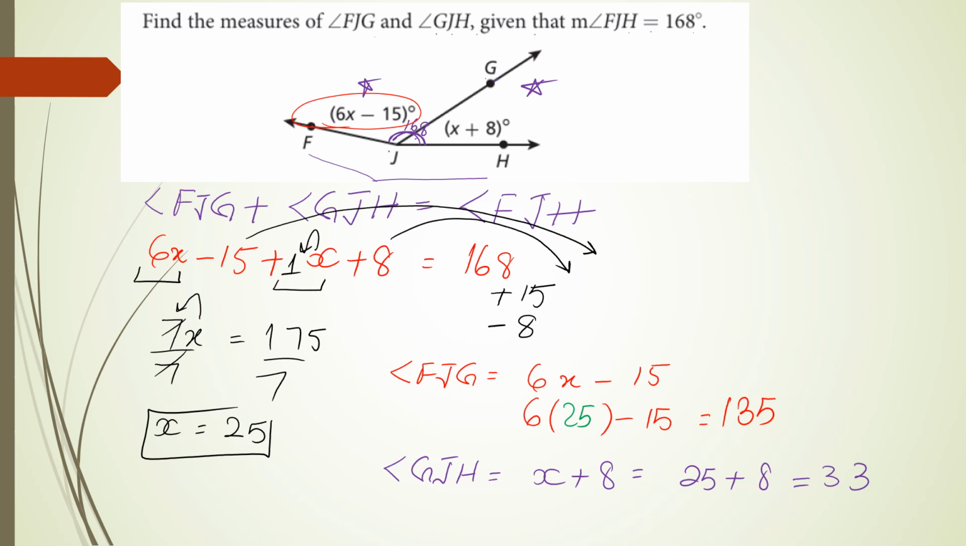Now the whole angle is FJH. It's a total of 168. So can you add and check if they equal 168? 135 plus 33 gives you 168, which means that my answer is absolutely correct.